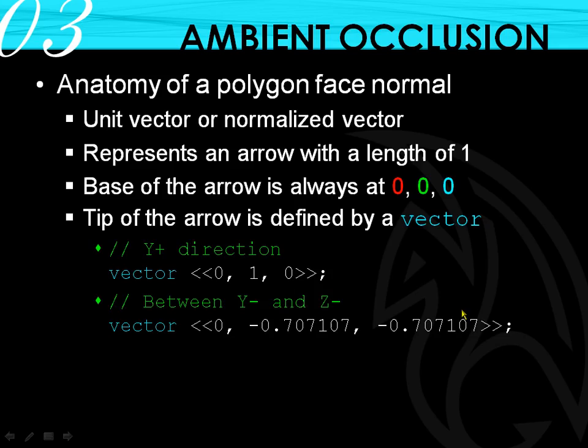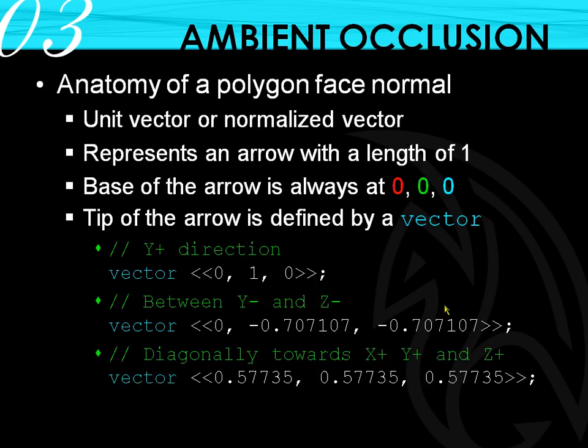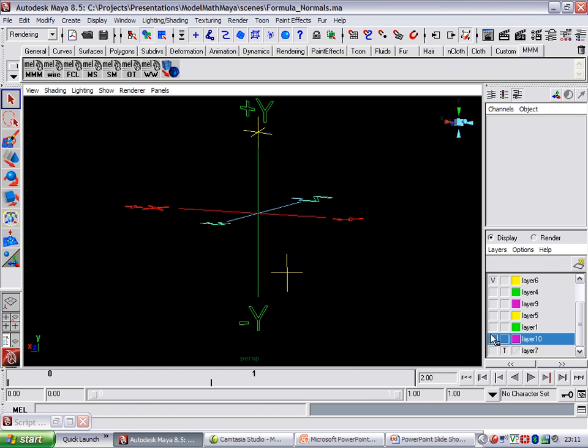And now just one more example. We have it diagonally towards x, y, and z positive. So in this case, the coordinates would be 0.577 for all three. Again, all of that, if you measured the distance, would all line up to 1. So again, let's take a look at that.